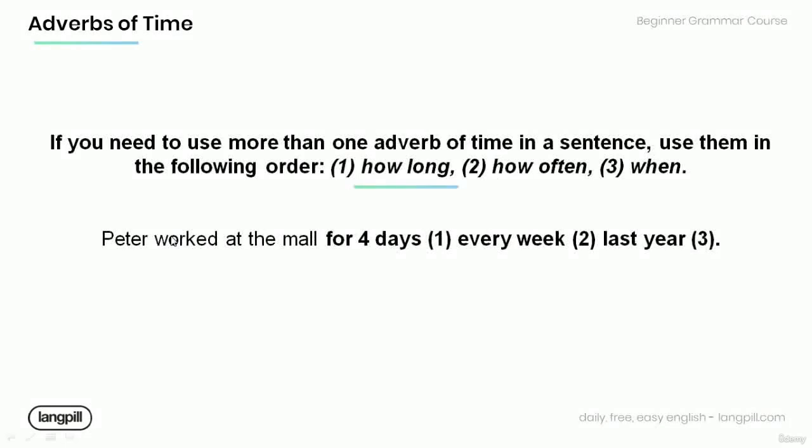And if you need to use more than one adverb of time in a sentence, use them in the following order. 1. How long? 2. How often? 3. When? Have a look at the example below. Peter worked at the mall for 4 days, every week last year.